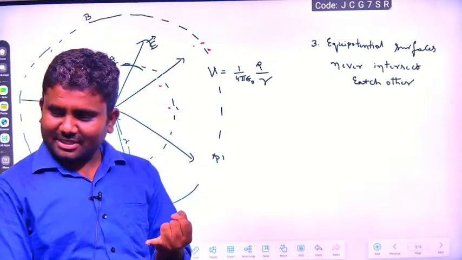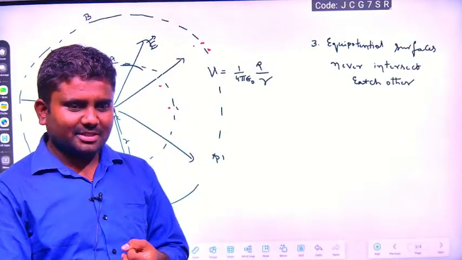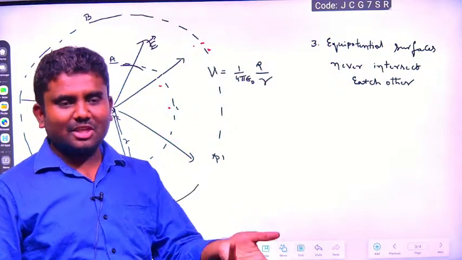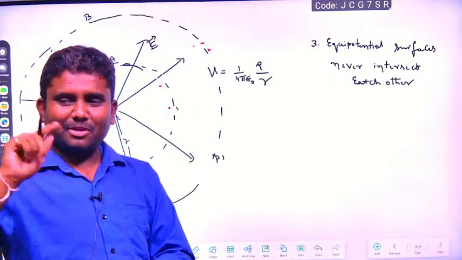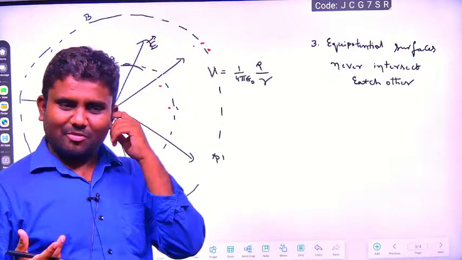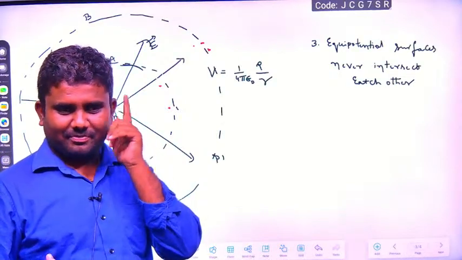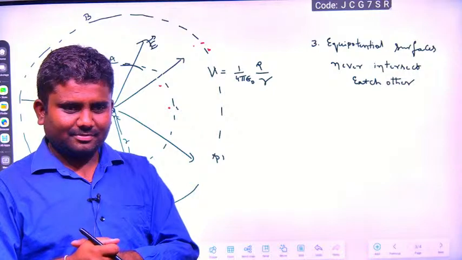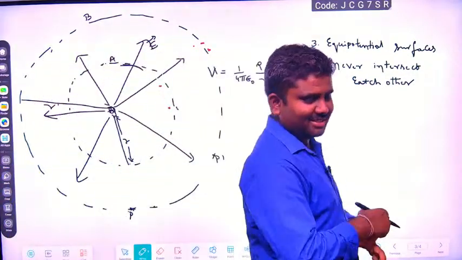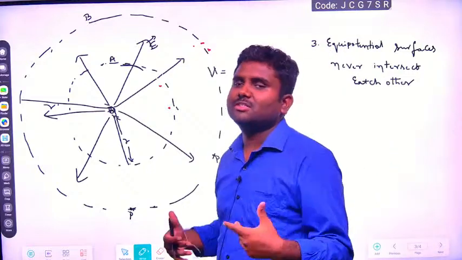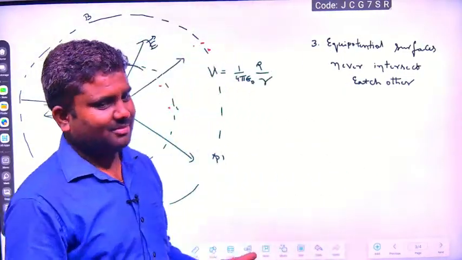Equipotential surfaces never intersect each other. Work done on an equipotential surface is 0. Then the electric field is always perpendicular to the equipotential surface. Any other thing? That's it, right? So remember these 3 points, you will be asked in the exam about equipotential surfaces.